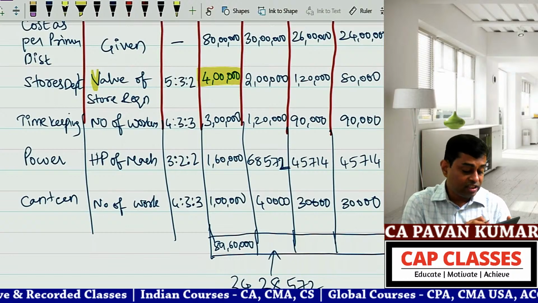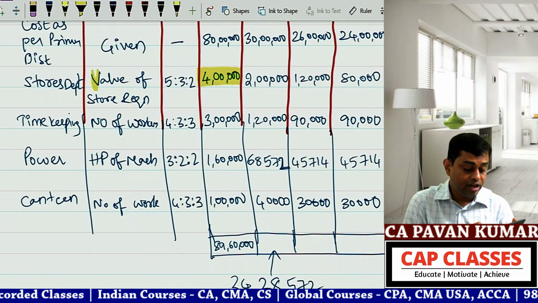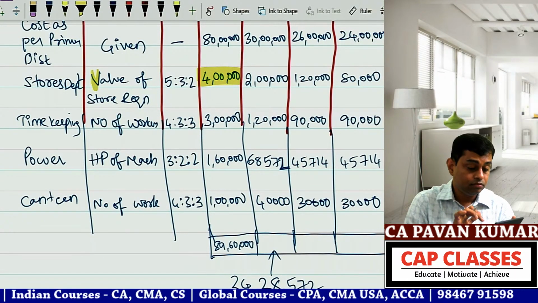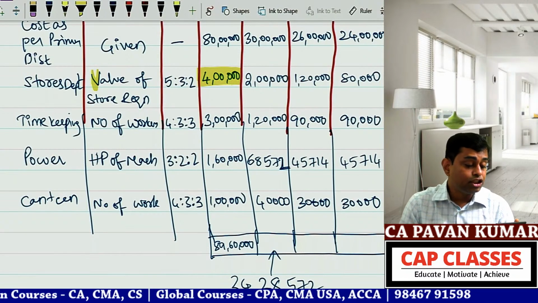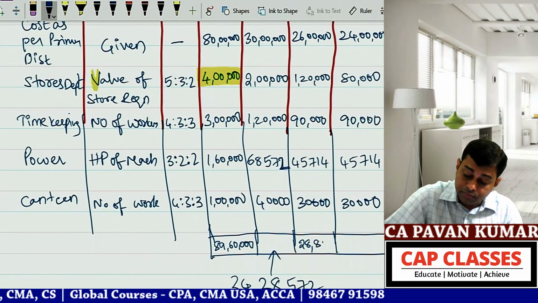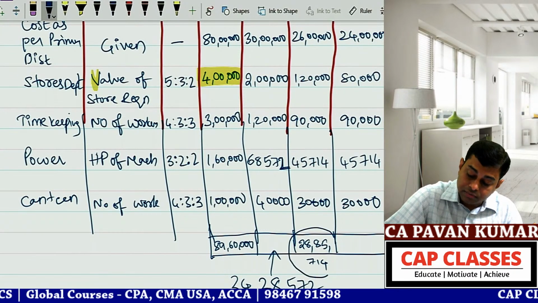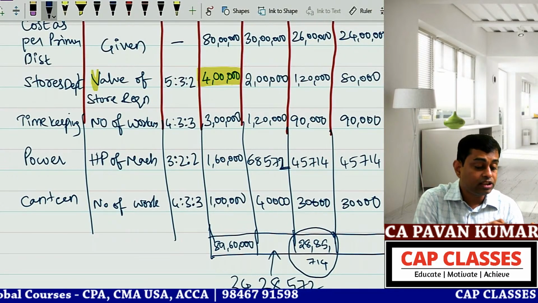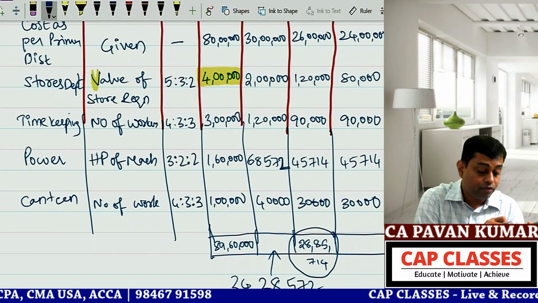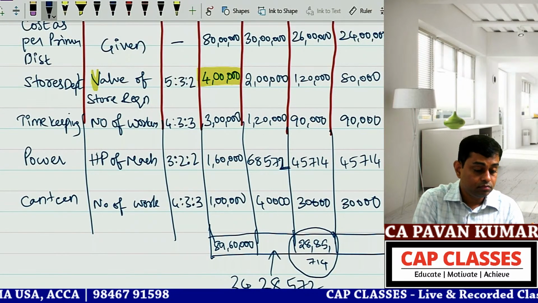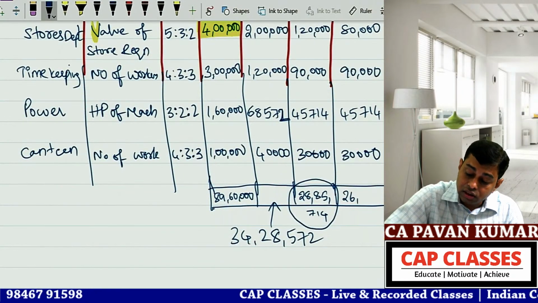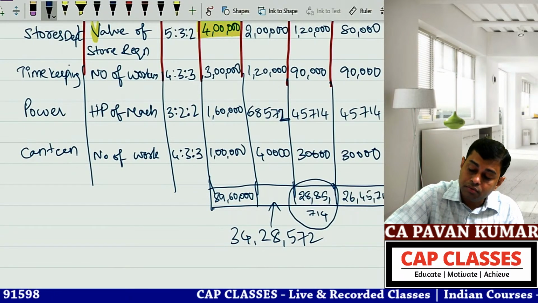Okay, next one is 26 lakhs plus 1,20,000 plus 90,000 plus 45,714 plus 30,000. It is 28,85,714. Then the third one, 24 lakhs plus 80,000 plus 90,000 plus 45,714 plus 30,000. That is 26,45,714. Now tell me, do you understand this?